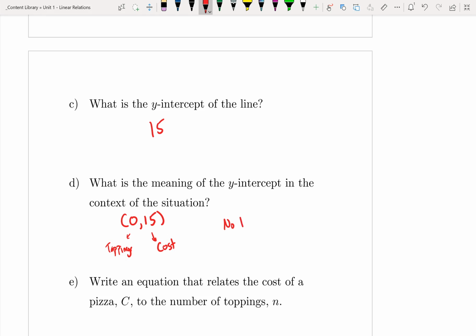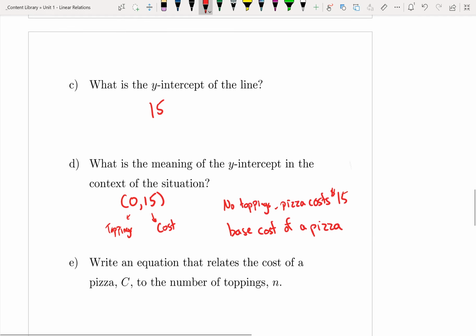So with no toppings, the pizza costs $15. Or you could think of it as the base cost of a pizza. So the base cost of a pizza with nothing on it is $15.